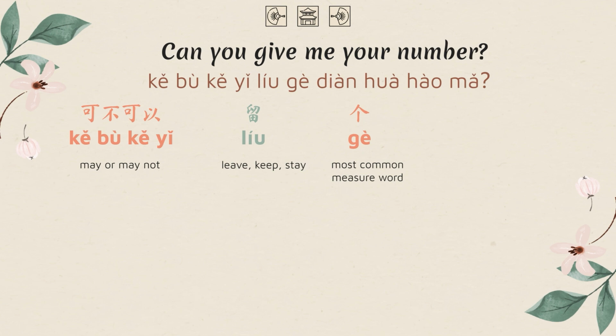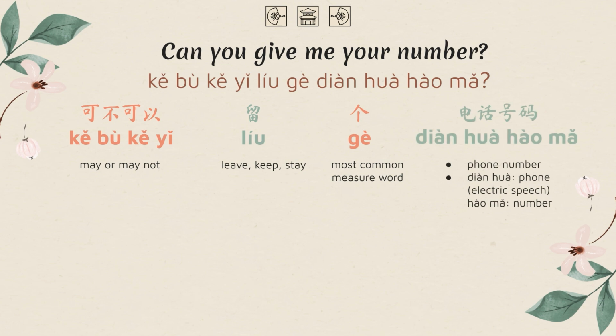And here it's used for phone number, which is 电话号码。电话 means phone. Literally means electric speech. 号码 means number. And it's specifically for a sequence of digits. So, 电话号码 is phone number. So the whole thing is, 可不可以留个电话号码?